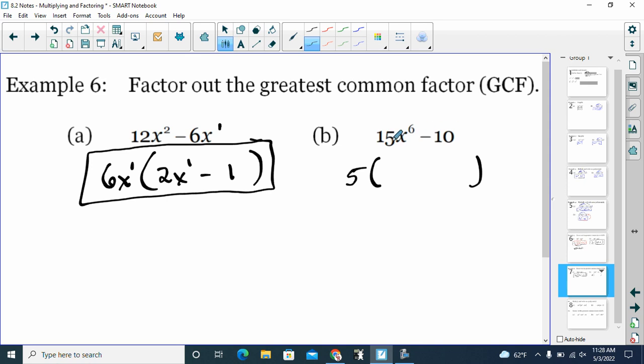We're going to divide each term by 5. 15 divided by 5 is 3. I don't have anything to divide the x to the 6th by, we're just going to leave it. 10 divided by 5 is 2.